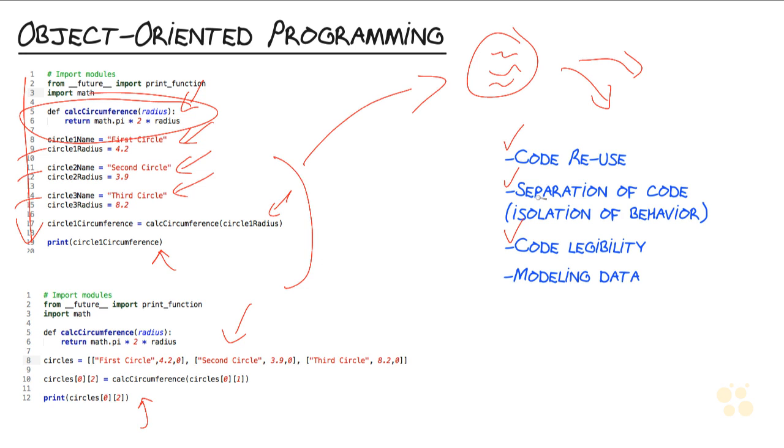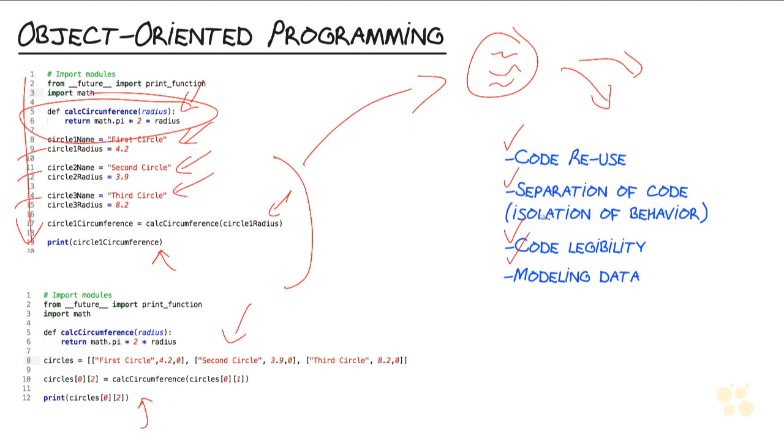Lastly, object-oriented programming is exceptional for modeling data. Now, we haven't talked about modeling data yet, but it's really important in most modern programs to figure out how you're going to store and manipulate and work with any data that gets sent to your program.